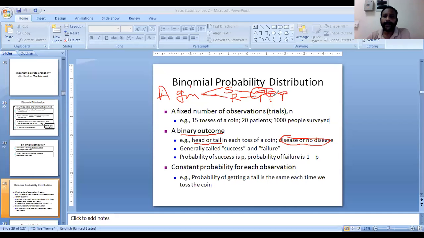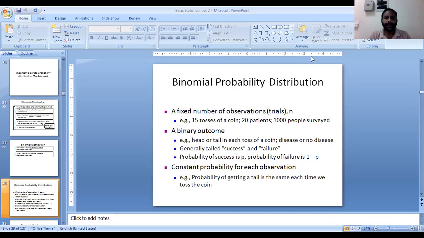That is how we can take the binomial distribution into account. We can take plenty of examples. So success, failure, probability of success. If the probability of success is P, the failure is definitely 1 minus P, because the total probability is always 1. We talked about this last time, so we don't want to waste much time. We'll go further.